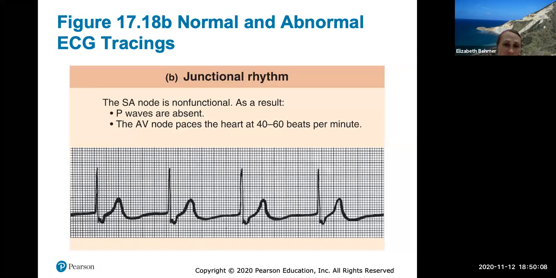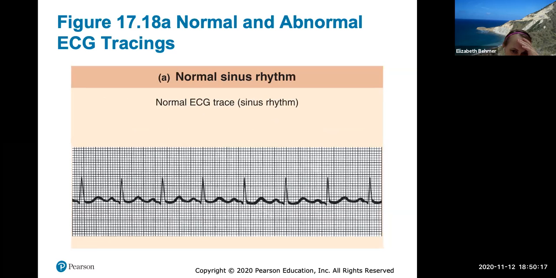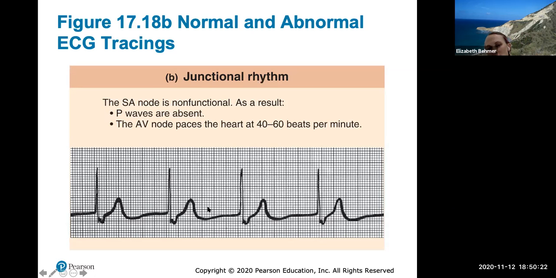This is junctional rhythm, showing that the SA node is non-functional. So what do you notice about this? Here, everything looks normal. You have a P, QRS, T. If we look at the junctional rhythm, you have your QRS complex and T wave, but there's no P wave. So the P wave is absent, meaning that the SA node is probably not functioning. The AV node then picks up, doing what the SA node cannot, but it will pace the heart at 40 to 60 beats per minute, which is abnormal. So here's a junctional rhythm.